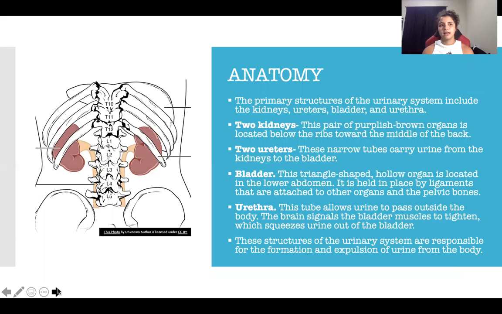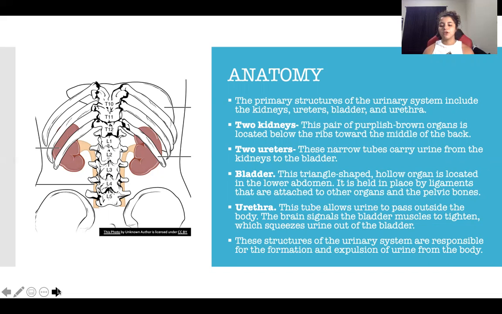The bladder's walls relax and expand to store urine and contract and flatten to empty urine through the urethra. And lastly, we have the urethra, which is a tube that allows urine to pass outside the body. Outside the body, the brain signals the bladder muscles to tighten, which squeezes urine out of the bladder. At the same time, the brain signals the sphincter muscles to relax, to let urine exit the bladder through the urethra. And when all these signals occur in the correct order, normal urination occurs.